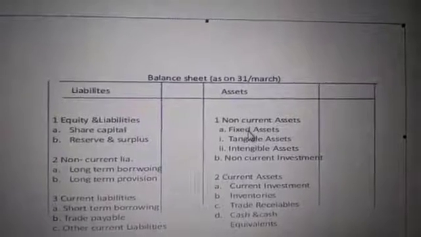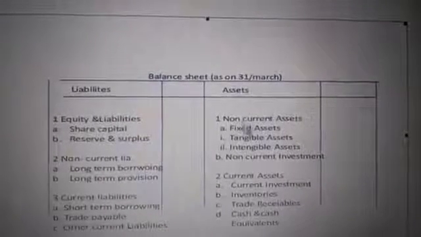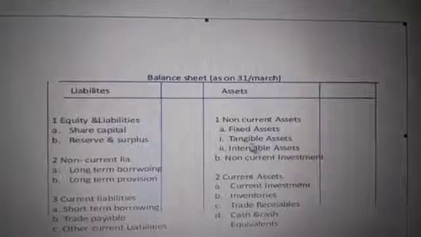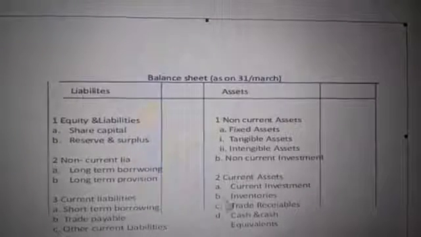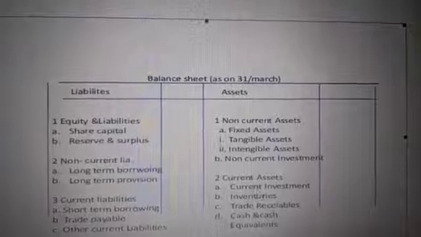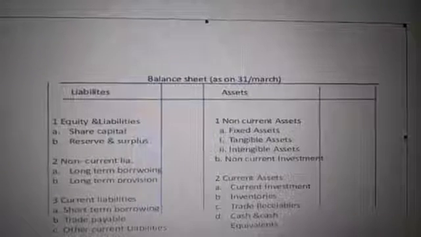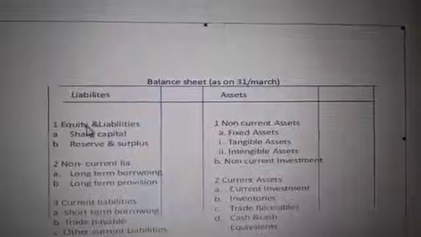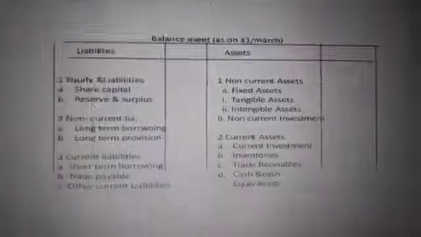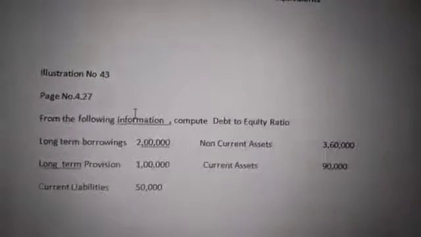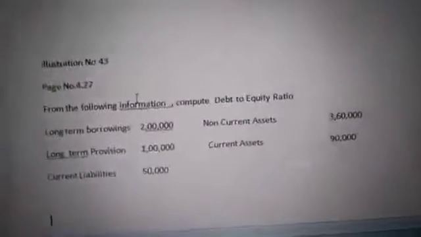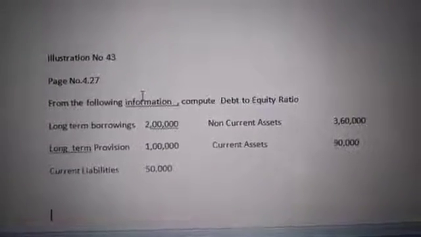Again I am telling you, remember these. Adding non-current assets, non-current investments and current assets, and minus current liabilities comes equity. Clear? So now, illustration number 43. This time we are doing it through presentation because a lot of questions we have done before.